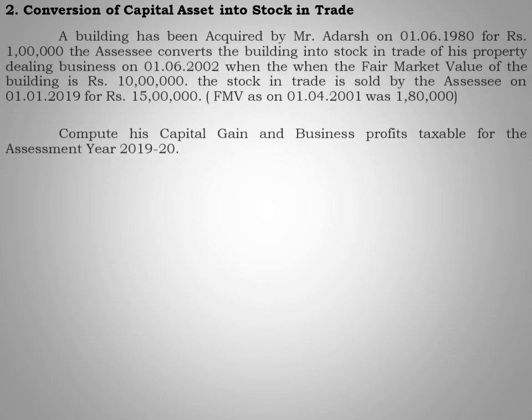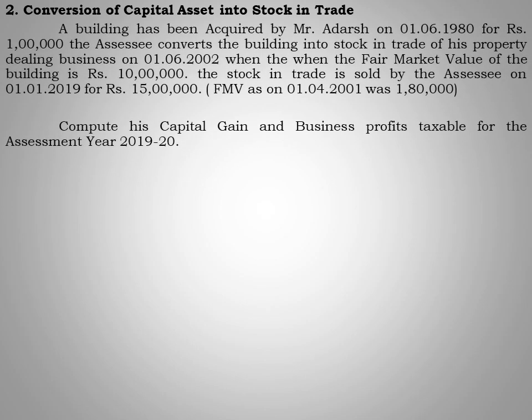And here comes the simple problem on this one. A building has been acquired by Mr. Adarsh on 1st June 1980 for rupees 1 lakh. The assessee converts the building into stock in trade of his property dealing business on 1/6/2002 when the fair market value of the building is rupees 10 lakh. The stock in trade is sold by the assessee on 1st January 2019 for rupees 15 lakh.